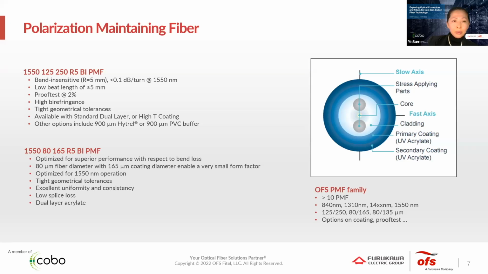And here I highlighted two fibers optimized for the COBO type of applications. One is standard dimension with bending sensitivity, and the key parameter here is proof test at 2% to improve reliability. It has a tight geometrical tolerance, and it's available with a high temperature coating, again, for the reliability improvement. And there's also a reduced cladding design. It's optimized for the bend loss also, with tighter geometry and low splice loss.